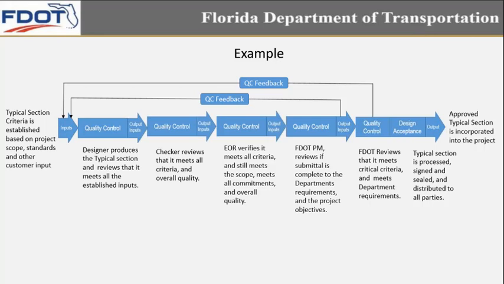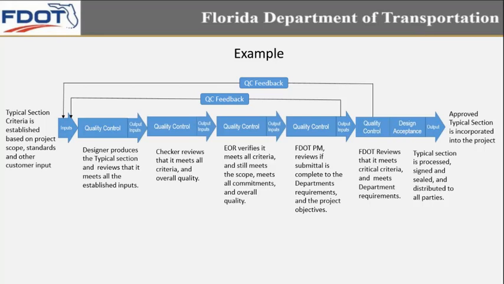It moves on then to the checker, or the QC reviewer, as we said. The checker reviews that it meets all criteria and overall quality. If it passes that, it will move on to the EOR to verify it meets all criteria, and still meets the scope, meets all commitments and overall quality. Then it moves on to the FDOT PM, who reviews if the submittal is complete to the department's requirements and still meets the original project objectives.